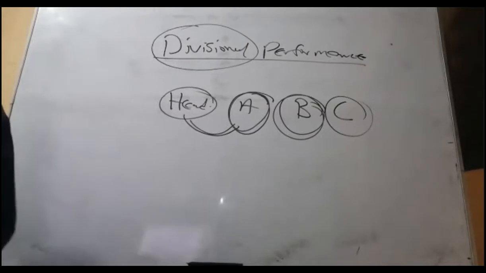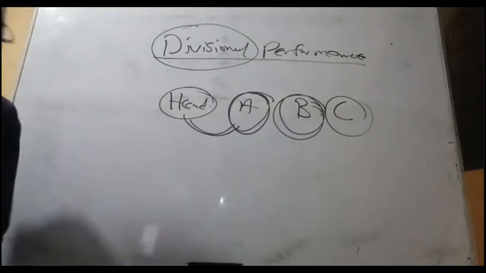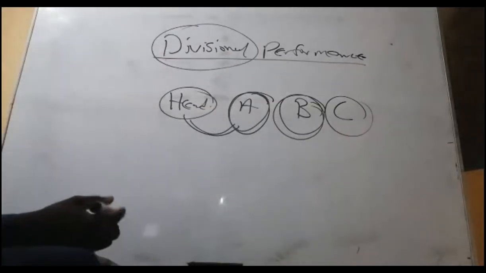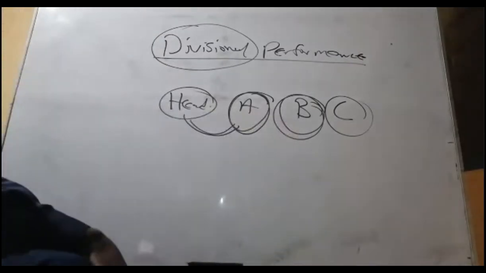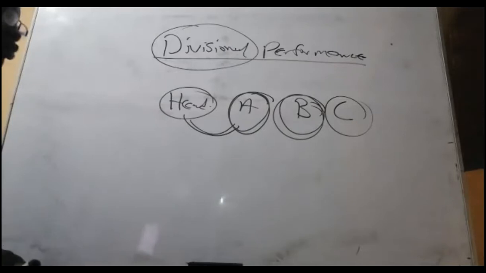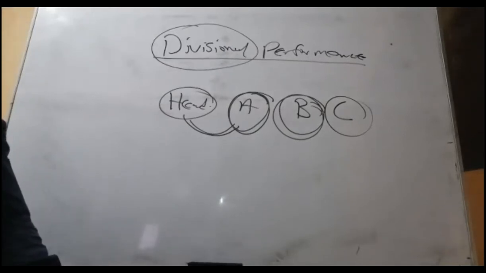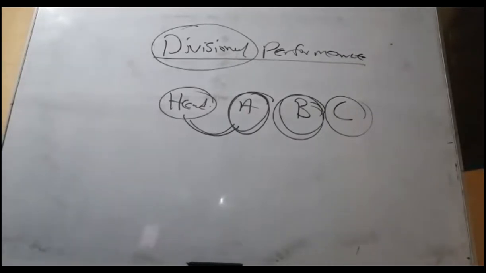Now we can talk about the advantages of decentralization. Why should you allow the divisions to take their own decisions? Why is it that we don't take the decision from the central head office, but we are allowing each of the managers to take their own decision? Good. So the decision will be a bit quick and fast, right? Before, they had to wait for the central office, and time was spent.